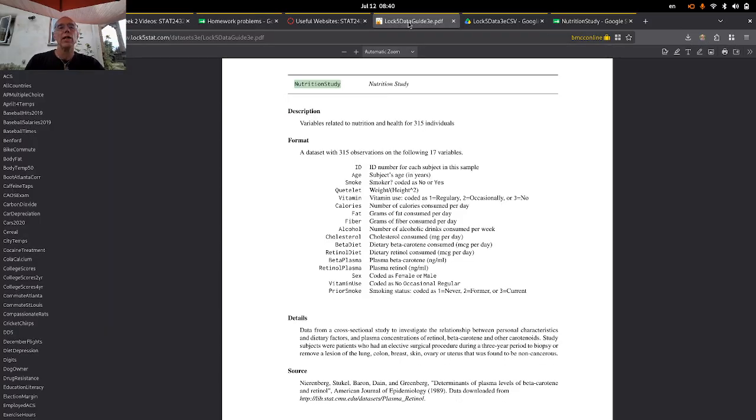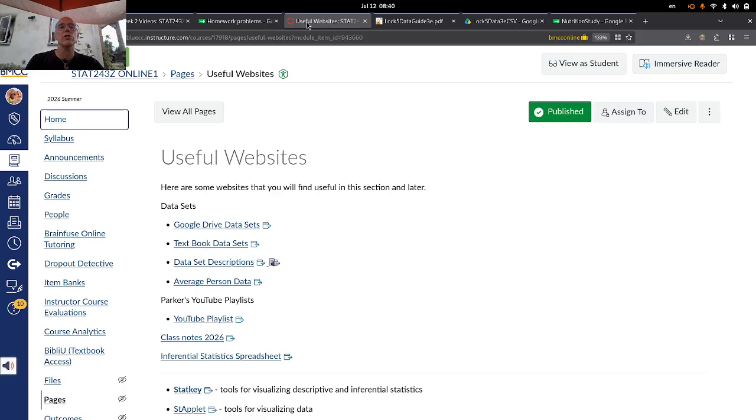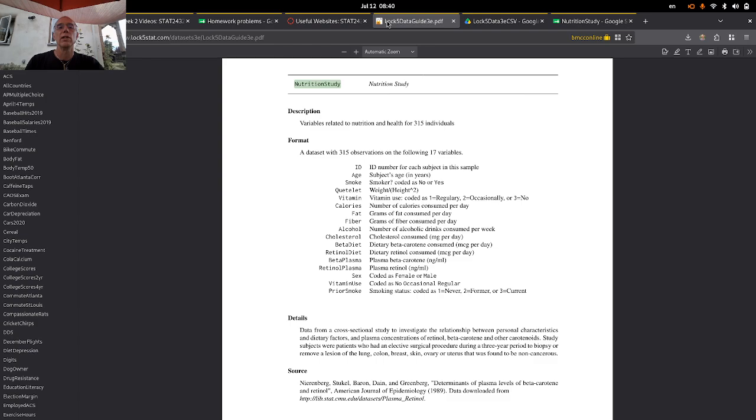I want to look at the nutrition studies. So from useful websites, I'm grabbing the dataset descriptions for the textbook datasets. And I am curious about this nutrition study, and in particular, fiber. Good for good bowel movements, right? All right, so we have 315 observations from 315 individuals, variables related to nutrition and health.